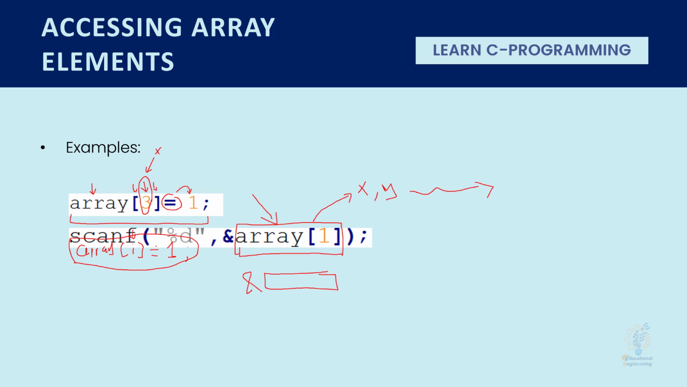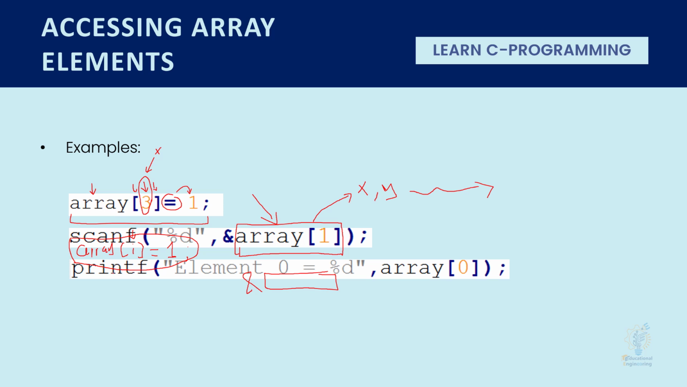You can even use them inside a printf function. As you can see here, we are printing element 0, and we add %d just like a normal variable. And instead of adding x or y, we are adding the array element that we want to print.